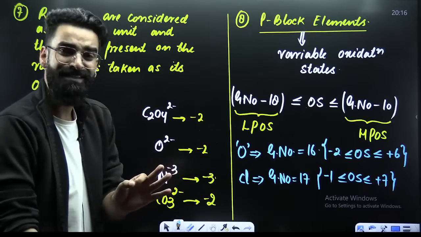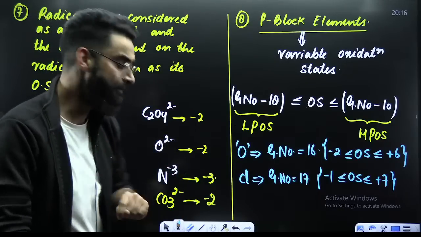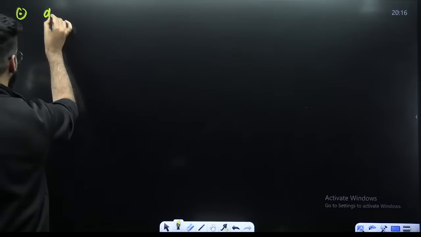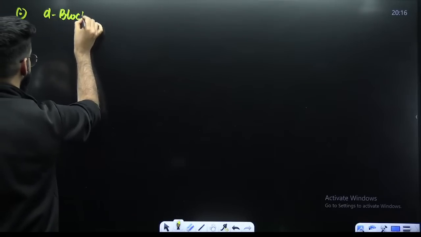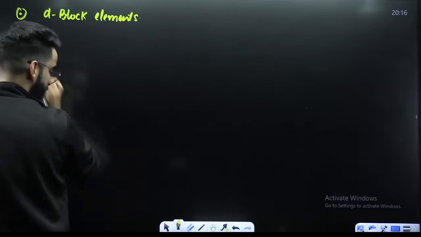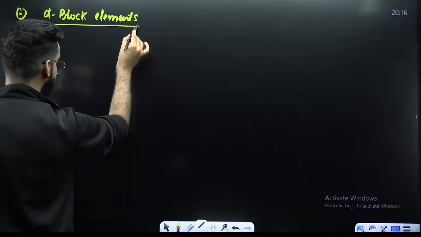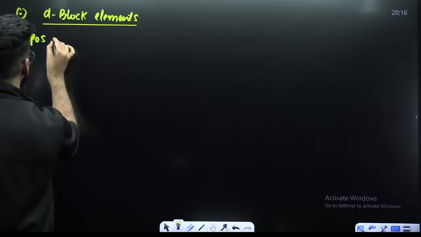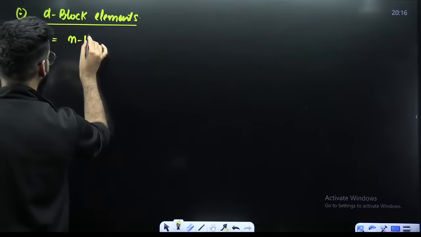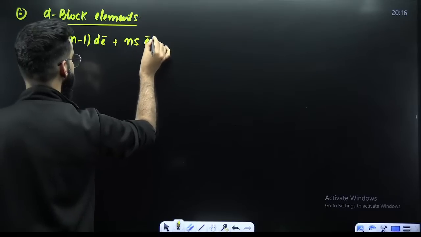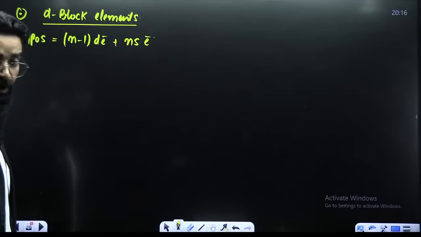And after this, I would want you guys to remember two D block elements as well, which I'll be frequently using here. In case of D block elements, if you ask me how can I find the highest possible oxidation state, it's going to be (n minus 1) d electrons plus ns electrons. What do we mean by this?